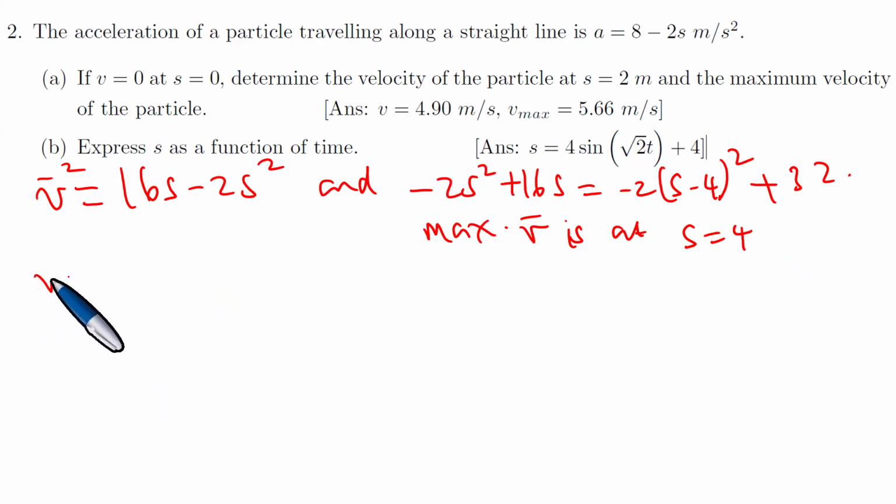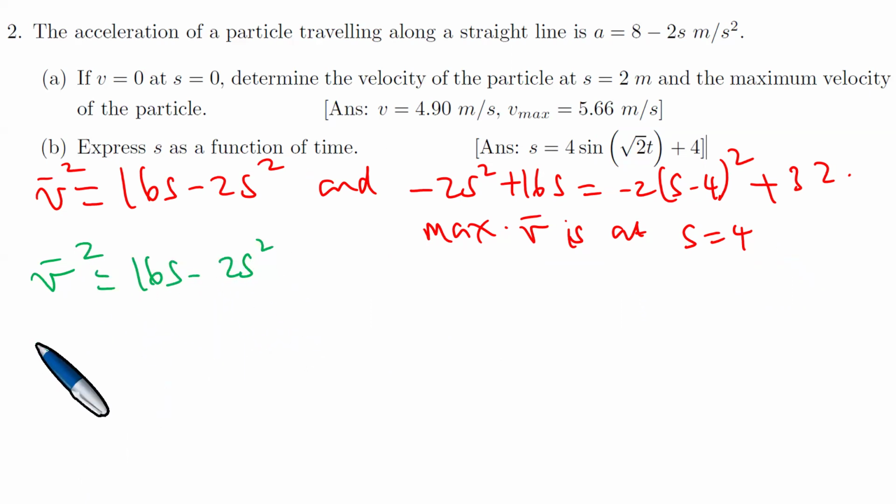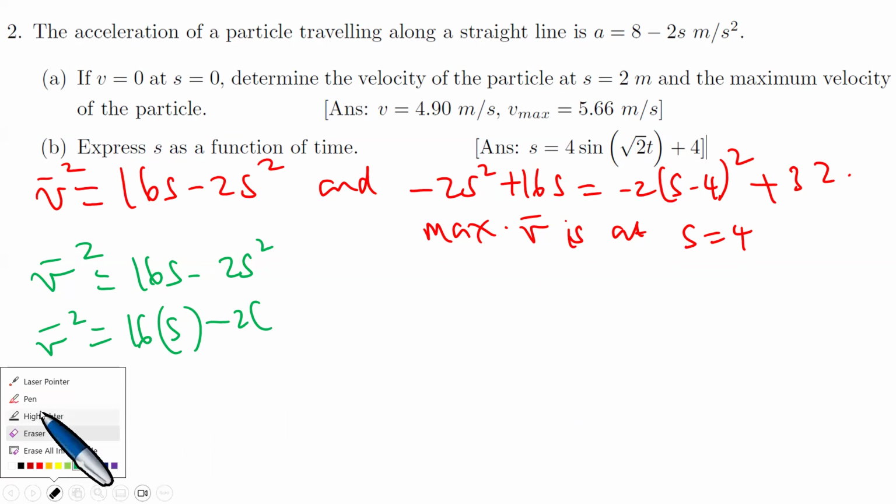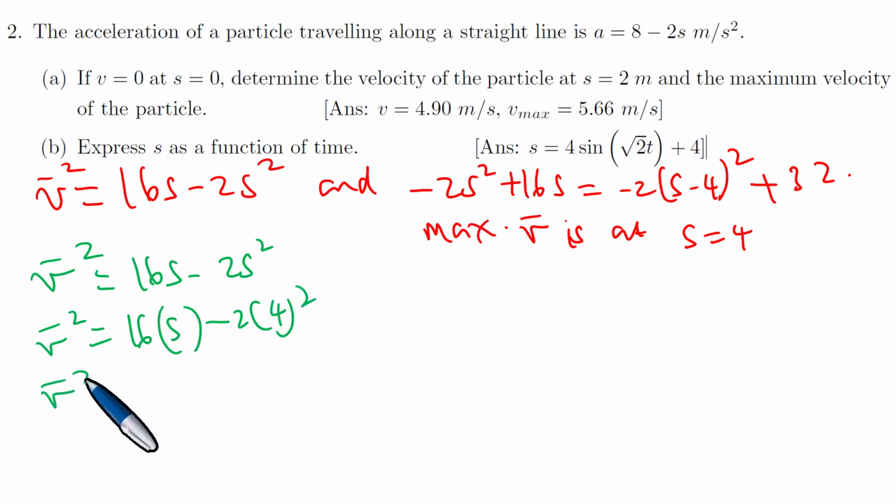So we want to find the maximum velocity, which means that v squared, let's do it in green color, would mean therefore that v squared is 16s minus 2s squared, which means v squared is 16 times 4, the s is 4, minus 2 times 4 squared. 16 by 4 is 64. 4 squared is 16, 2 by 16 is 32. And this is 32.